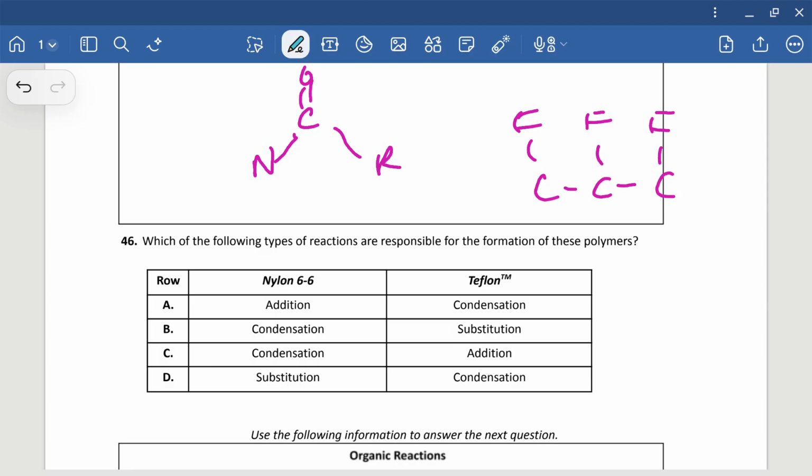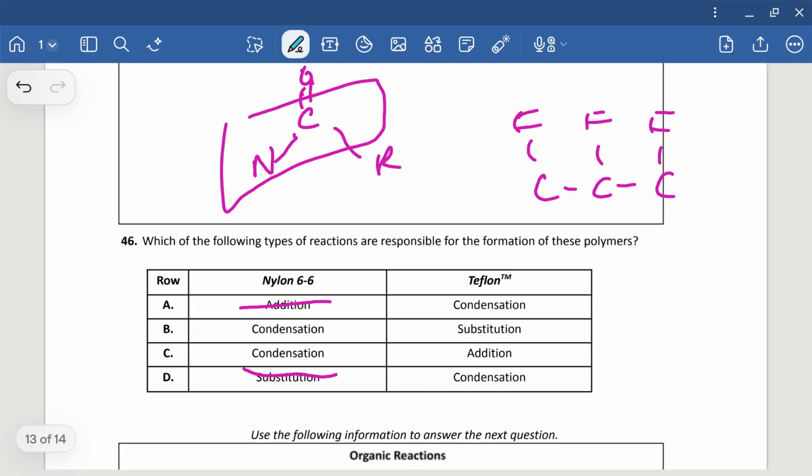So this one is just taking a look that if you have that nitrogen bonded to a carbon, double bonded to an oxygen, this is going to be an amide link. And amide links form like ester links. They form through condensation reactions. So just to be aware of that.